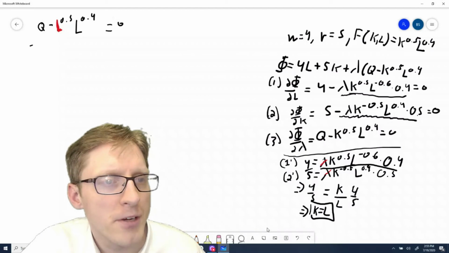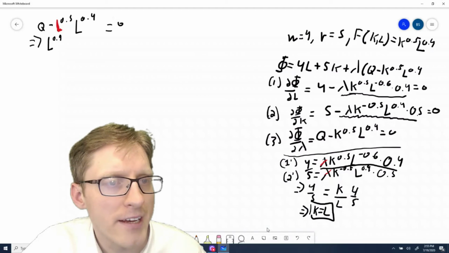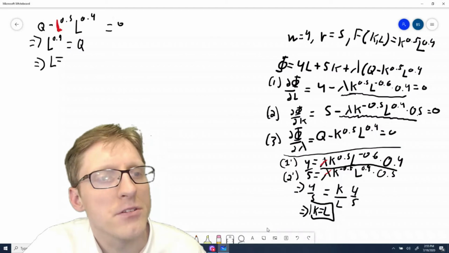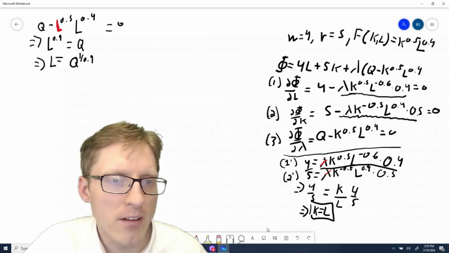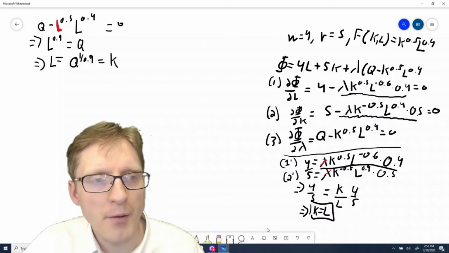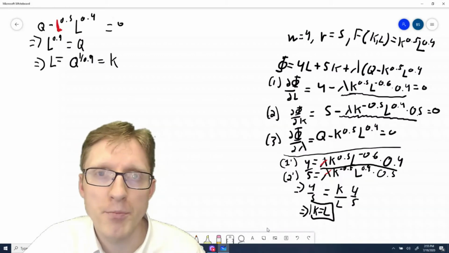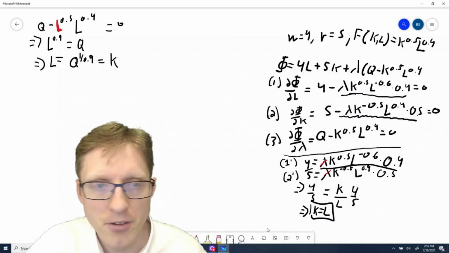Okay, so if I just rearrange this a little bit, we get that L to the 0.9 is equal to Q, or L is equal to Q raised to the power of 1 divided by 0.9. And we know that L is equal to K, so this is also equal to K. Okay, so now we know how much labor and how much capital we'd want to use to produce a given final amount of output, Q. We just take whatever amount we want to produce, we raise it to the power of 1 over 0.9, and that tells us how much we want to use of each type of input.